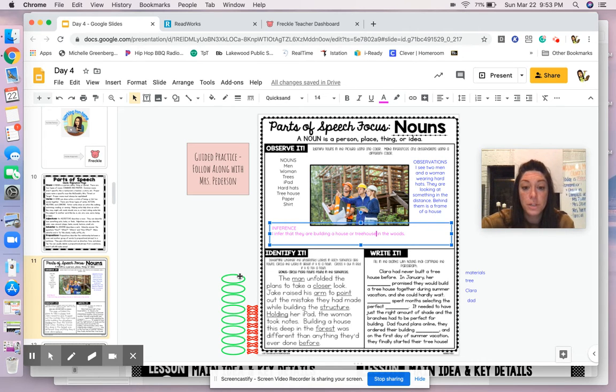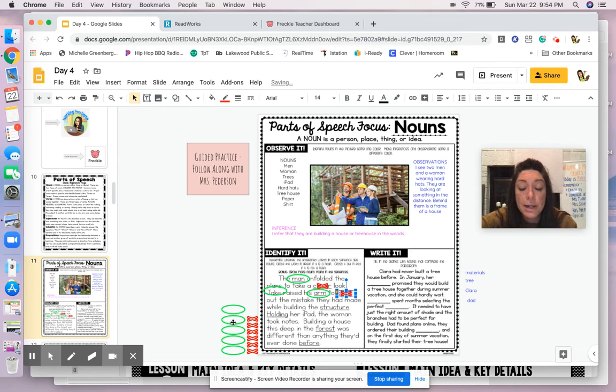So the man unfolded the plans to take a closer look. So man is a noun. Okay, unfolded the plans to take a closer look. Closer is like this, where I'm going close. That's not a noun. So I'm going to take my red X and cross it out. Jake, that's someone's name, that's someone specific, that is a noun, raised his arm to point out the mistake. Arm is a noun, point is a verb, so it's not. Point out the mistake they had made while building the structure. Structure is a noun.